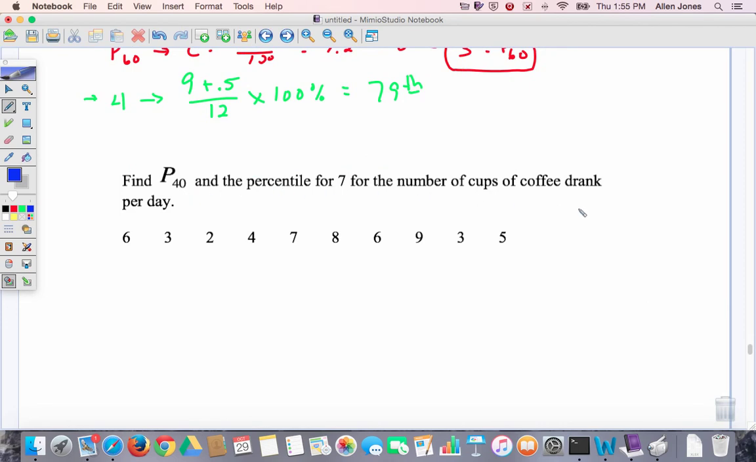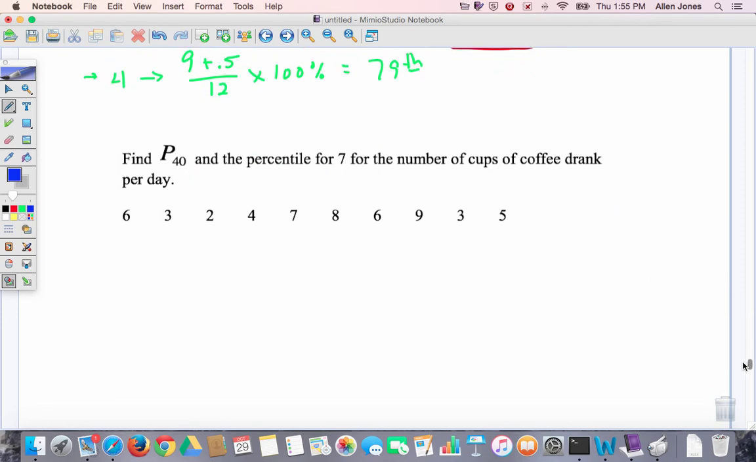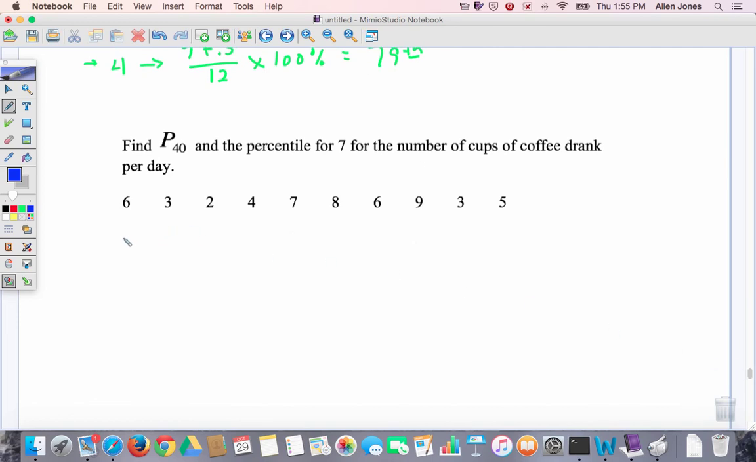It says find the 40th percentile and the percentile rank for 7 for the number of cups of coffee drank per day. So first thing we're going to do is put these numbers in order from smallest to largest. I have a 2, a couple of 3s, a 4, a 5, a couple of 6s, a 7, an 8, and a 9. 1, 2, 3, 4, 5, 6, 7, 8, 9, 10. So we have all 10 numbers there.